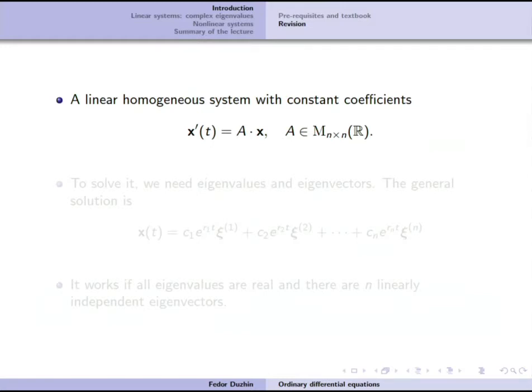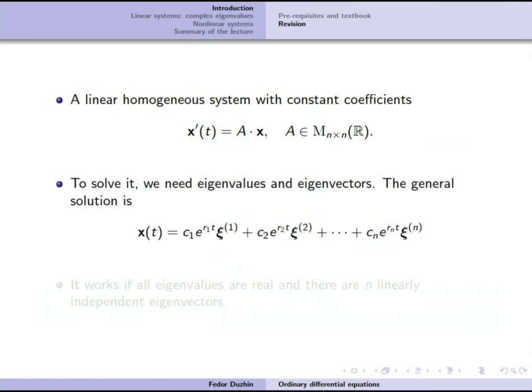So recall that last week we learned how to solve linear homogeneous systems with constant coefficients, right? The right-hand side of such a system is just some constant matrix times the unknown vector, right? And to solve it, we need eigenvalues and eigenvectors, right? So here is the general formula.